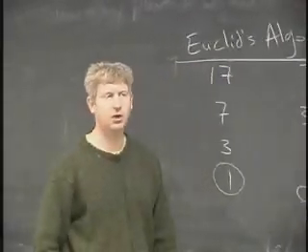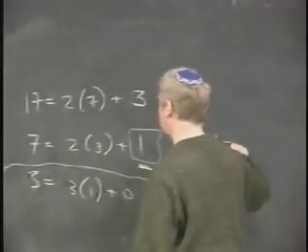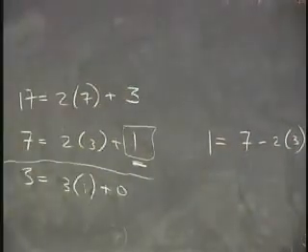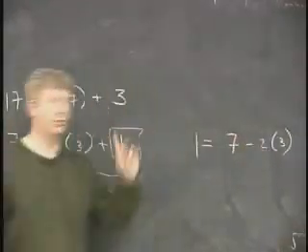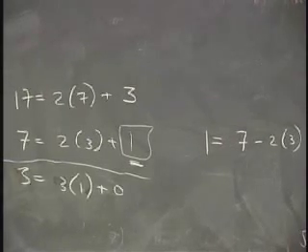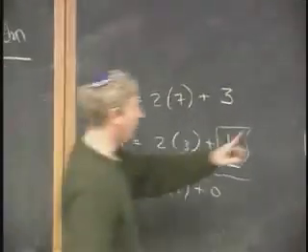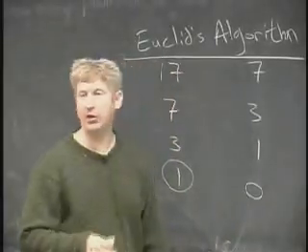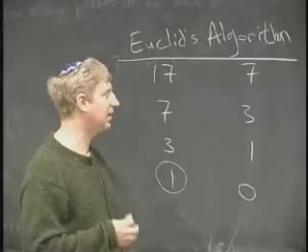Here's what we're going to try to do. We're going to work our way backwards. We're going to start with this equation and write down 1 equals 7 minus 2 times 3. Well, that's great. Now I have a linear combination of things multiplied by 7 and 3 equaling 1. But what I really want is a linear combination of things multiplied by 7 and 17. So I don't want 7 and 3 here. I want 7 and 17. So what's that thing that I don't like? I don't like that 3. Okay, that 3 is no good. I want that to turn into a 17.